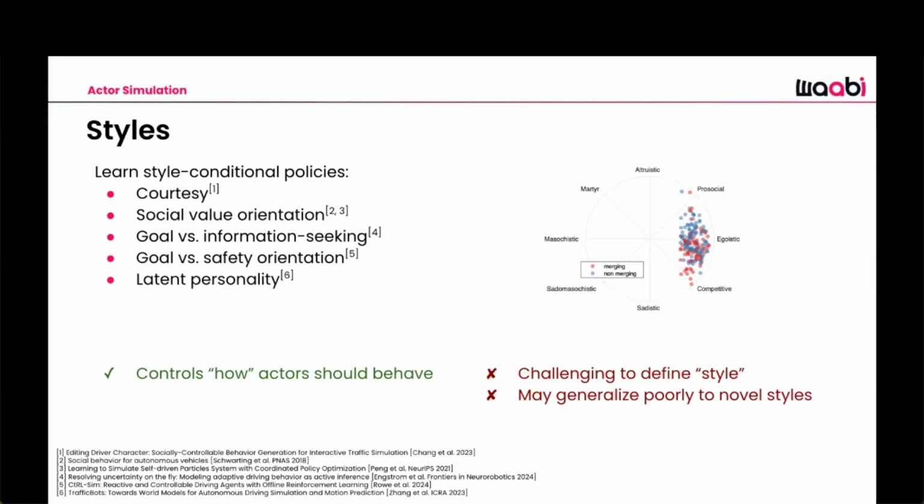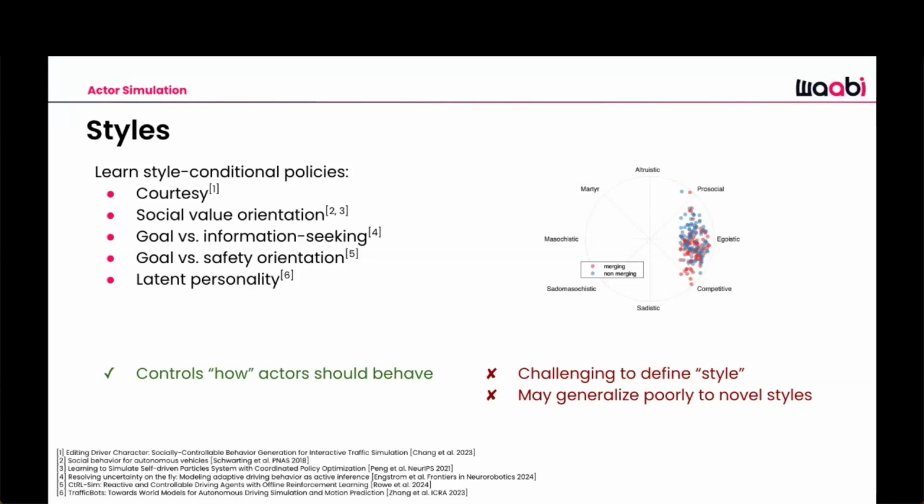So besides goals, we'll also want to control the style of the actor. So for example, how aggressive or cautious the actor is. In combination with control over goals that we discussed previously, having control over an actor's style would then allow us to create scenarios where an actor would cut in front of the SDV, but with varying levels of aggressiveness, from very cautious to very aggressive cut-ins. Now, as you can imagine, defining what it means to be aggressive or cautious is really challenging, right? But this really hasn't stopped the community from trying. So there've been a couple of ways we can do this.